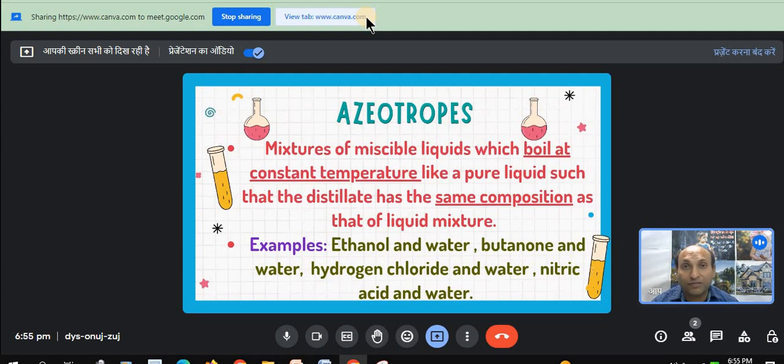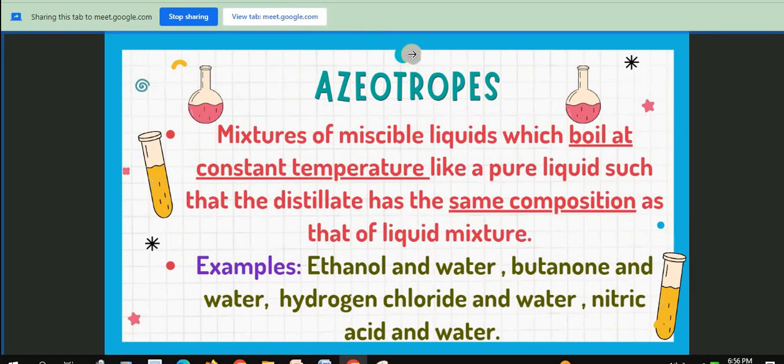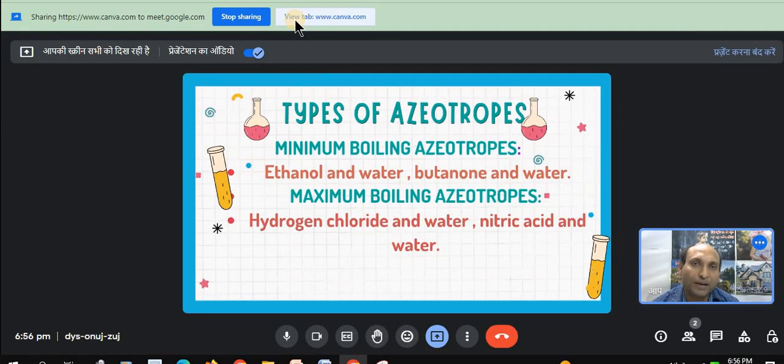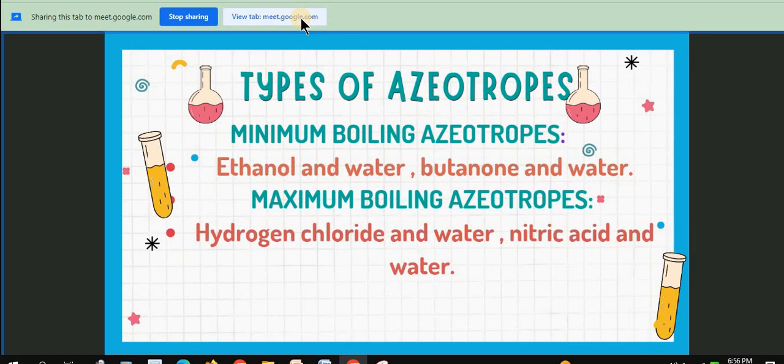Azeotropes are miscible liquids which boil at constant temperature and behave like a pure liquid, and the distillate has the same composition as that of the liquid phase. So now, there are two types: minimum boiling azeotrope and maximum boiling azeotrope. Examples I have already discussed: ethanol and water, butanol and water, hydrogen chloride and water, nitric acid and water.